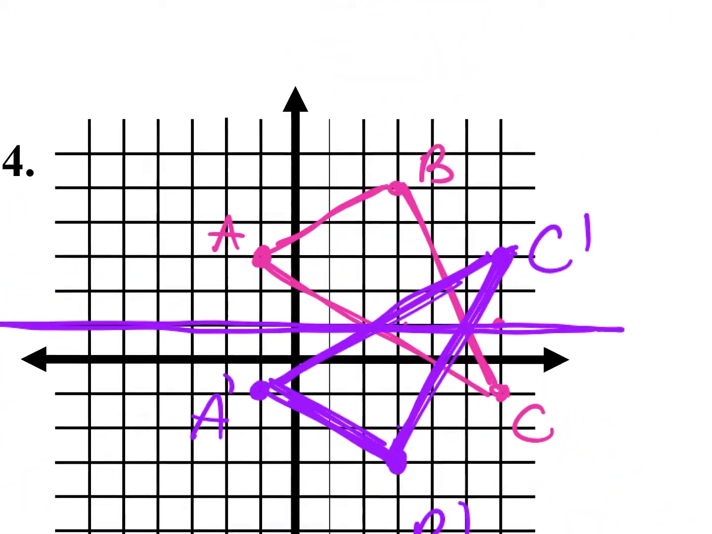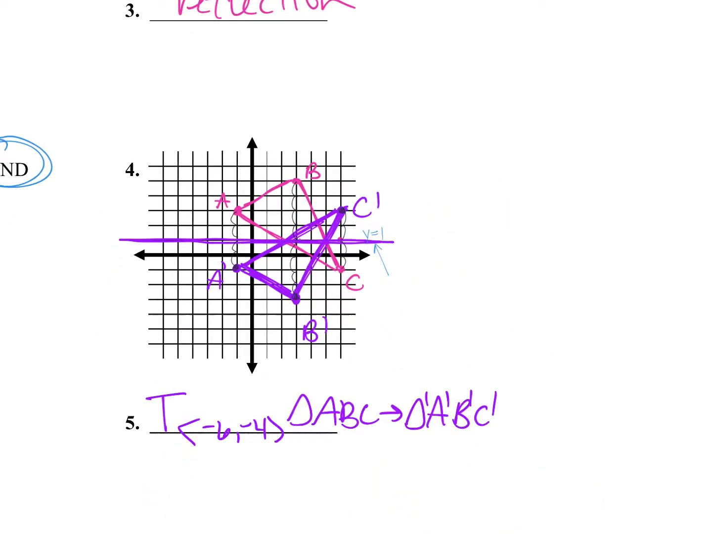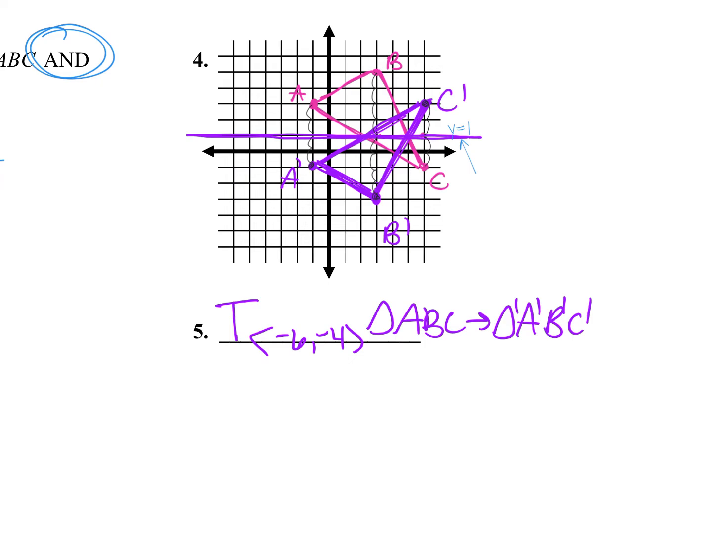So I plotted my first triangle, that's the pink one. And then I flipped it over this line, which is y equals 1. So if you look, my A was 2 above the line, so I went 2 below the line. My B was 1, 2, 3, 4 above, so I went 1, 2, 3, 4 below. And C was 2 below, so I went 2 above. Okay? Flip 1 point at a time, and you will be just fine. Questions on that?